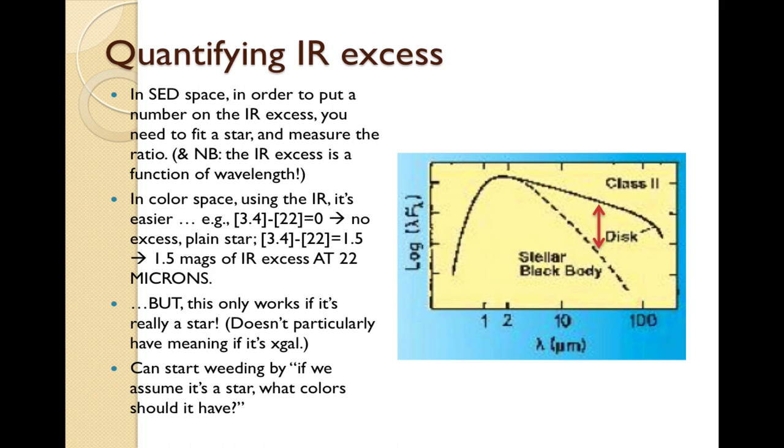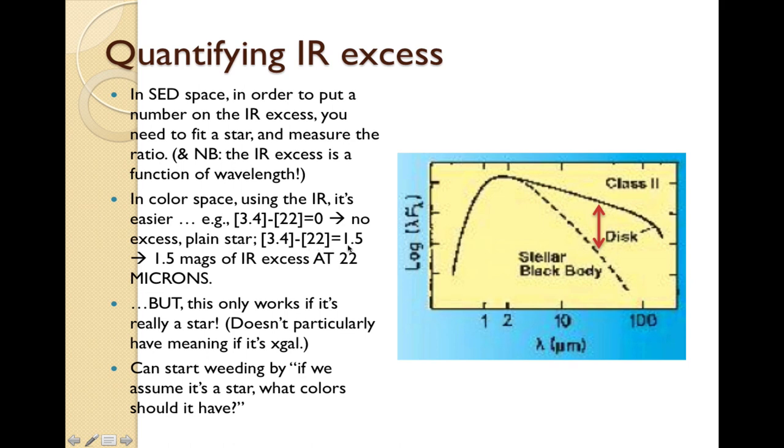Now, we talked about IR excesses. In order to actually put a measure on how much excess an object has, you actually have to work in SED space, spectral energy distribution space. Here we have lambda F lambda, energy as a function of wavelength, for the star, and the star plus disk. That's the excess. So in order to actually put a measure on it, you need to fit the star and measure the ratio. But remember, colors are flux ratios. So if you actually just say 3.4 minus 22 is 0, then you know it doesn't have an excess, as long as you know it's a star.